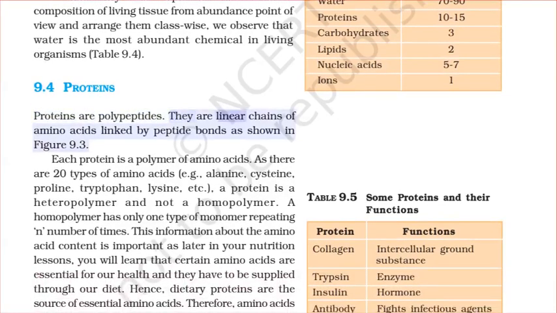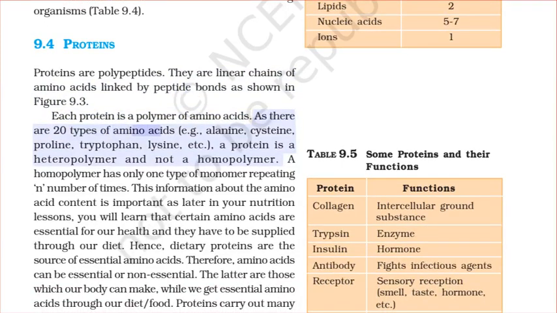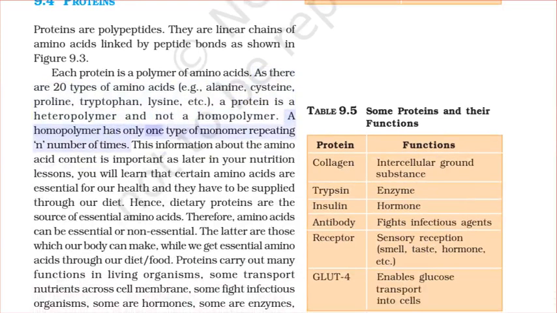They are linear chains of amino acids linked by peptide bonds as shown in the figure. Each protein is a polymer of amino acids. As there are 20 types of amino acids, e.g., alanine, cysteine, proline, tryptophan, lysine, etc., a protein is a heteropolymer and not a homopolymer. A homopolymer has only one type of monomer repeating a number of times.